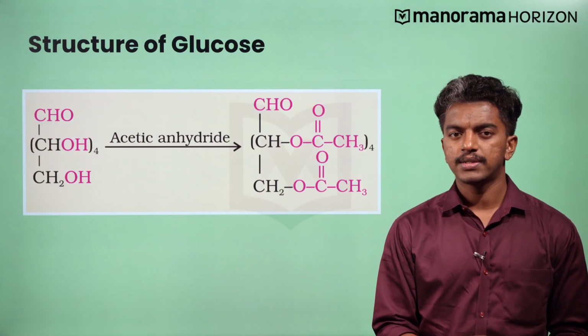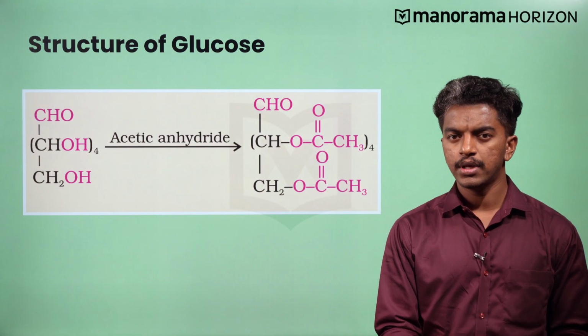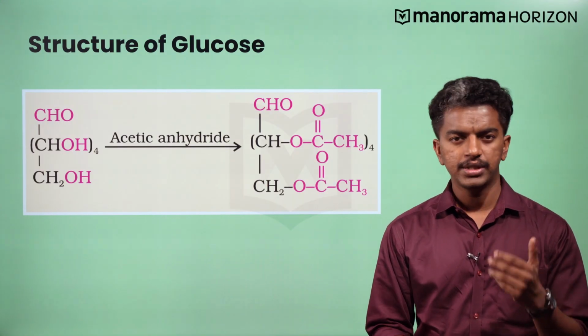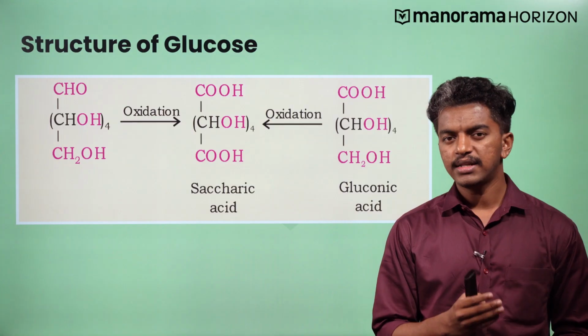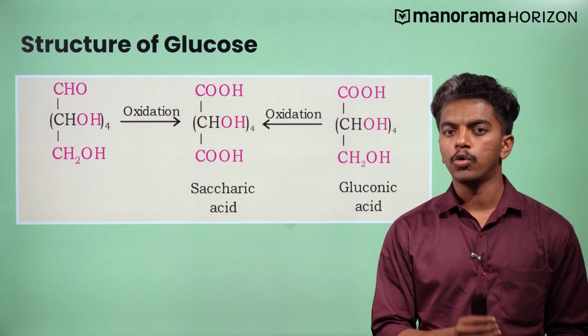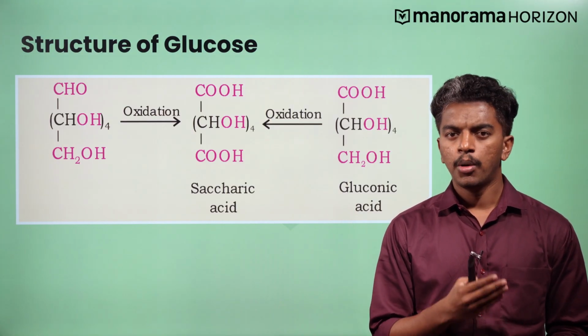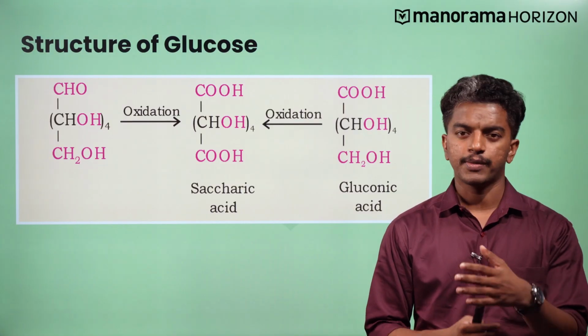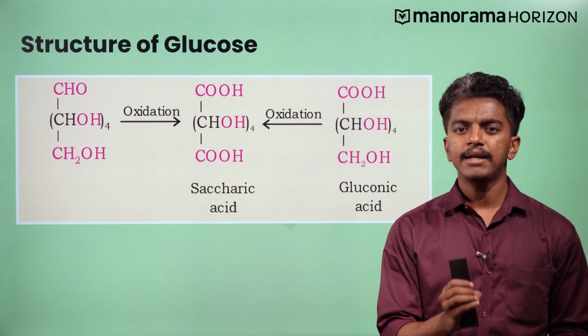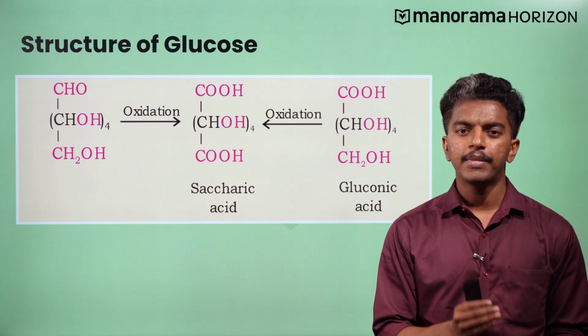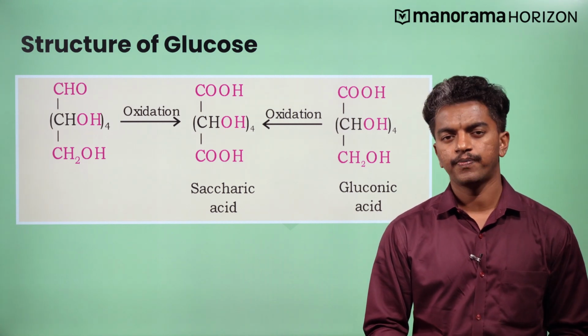The next question is, are these alcoholic groups primary, secondary or tertiary? To identify the type of alcoholic group, consider the oxidation of glucose and gluconic acid. Interestingly, both give saccharic acid as a product. The formation of this dicarboxylic acid clearly indicates the presence of a primary alcoholic group in glucose.